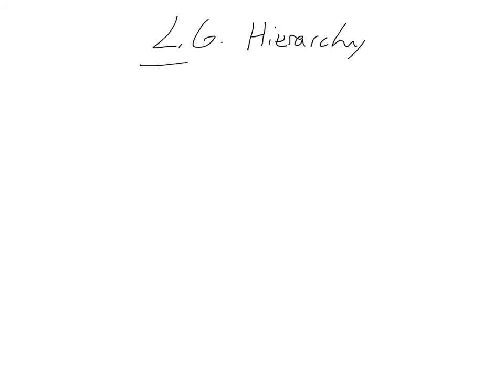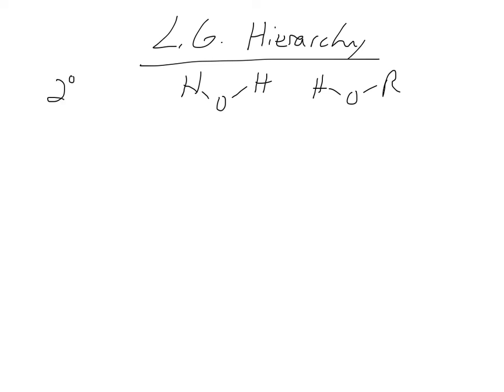So in the leaving group hierarchy, the best leaving groups are at the top, and the best leaving group we have so far has basically been water. Also a good leaving group is those alcohols, those ORs, OHRs. But really, the nice thing about these is they will form secondary carbocations. Secondary carbocations will form with these as leaving groups.